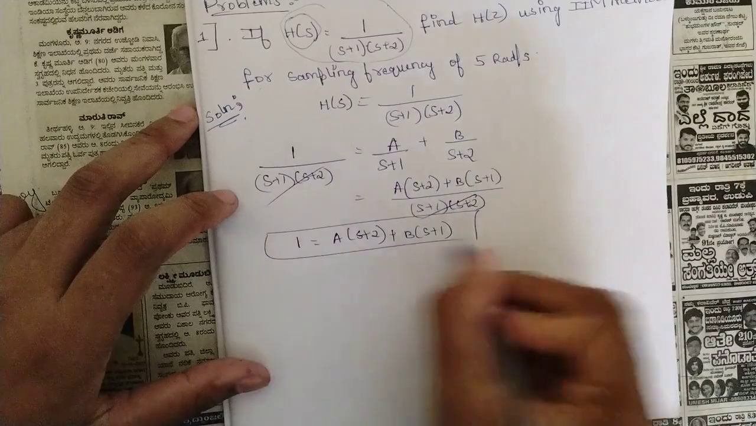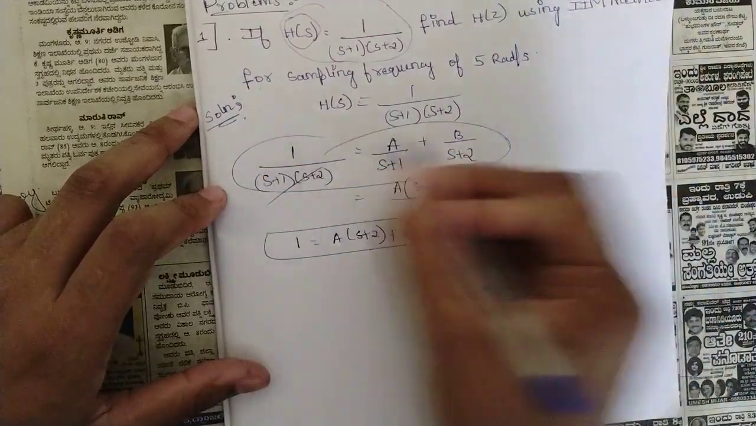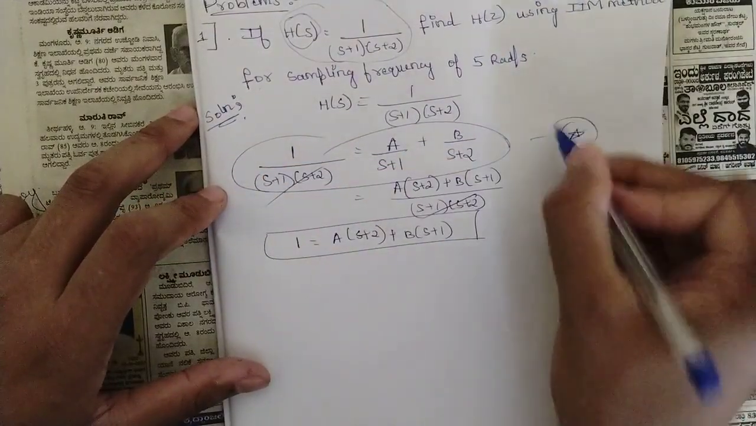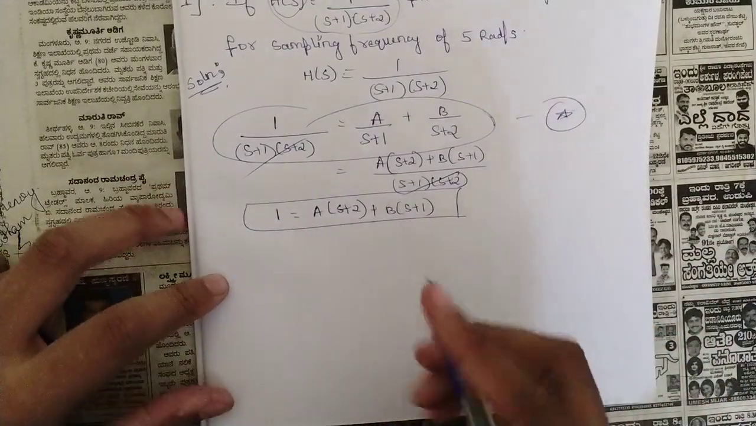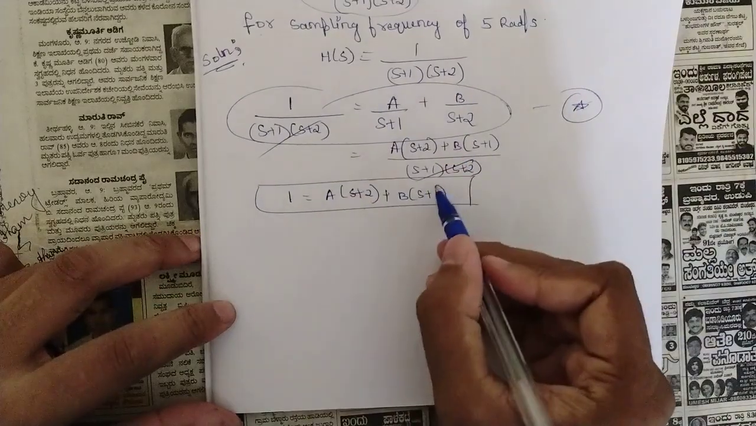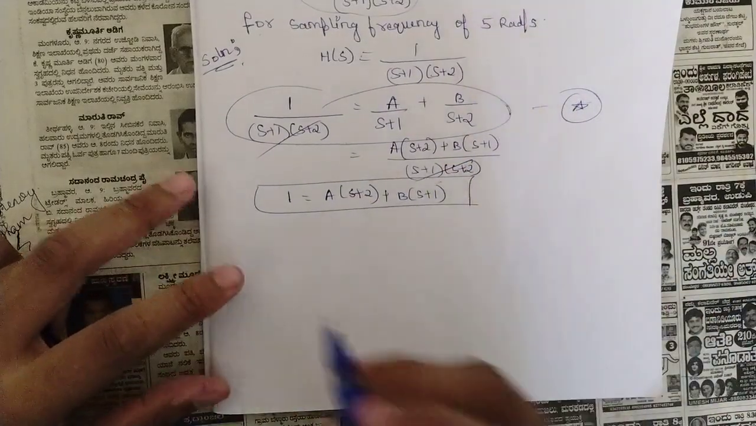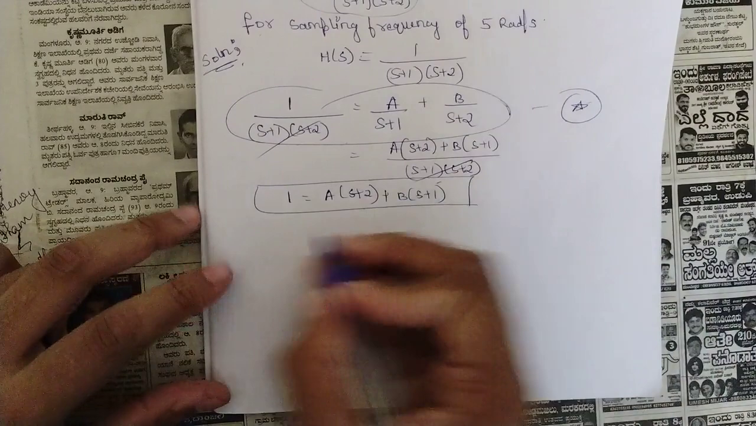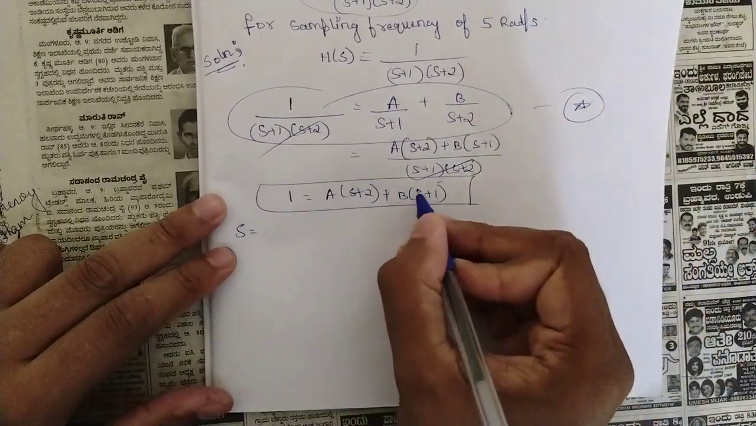So this is one equation you have got. You name it as equation star or something. Now using this you should be finding the value of A and B. To find the value of A, we should be making this B equal to 0, according to partial fraction. So how would this B be equal to 0? By substituting the value of s equal to minus 1.